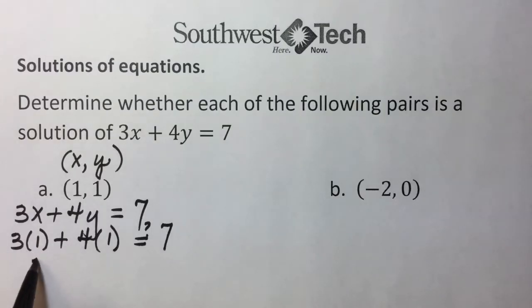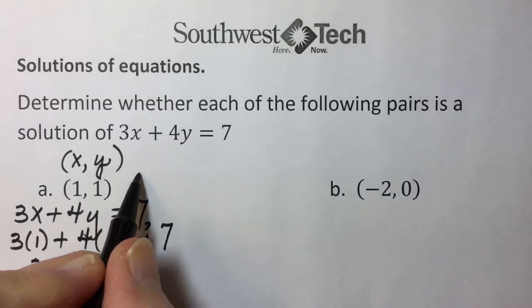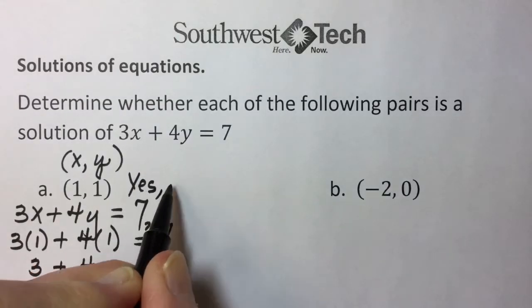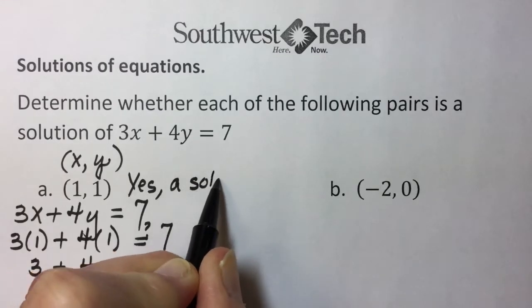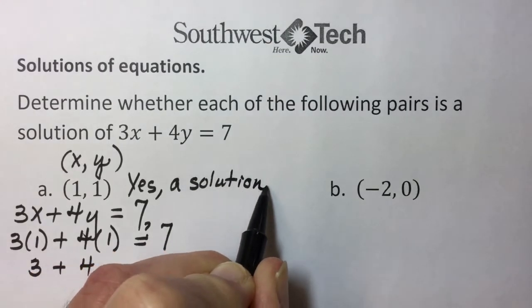Simplifying multiplication first, we get 3 and 4, which add together to give us 7. And since this is true, we are going to say yes, a solution to the equation.